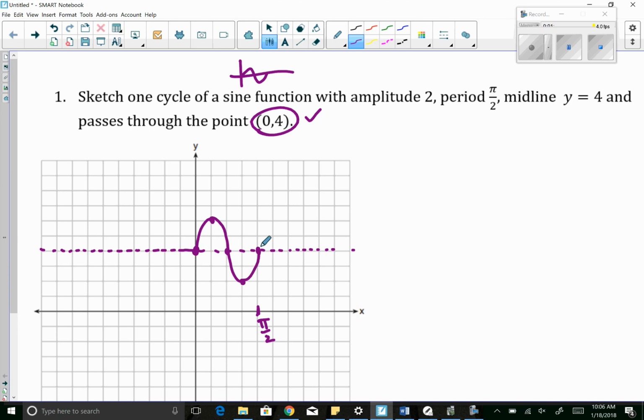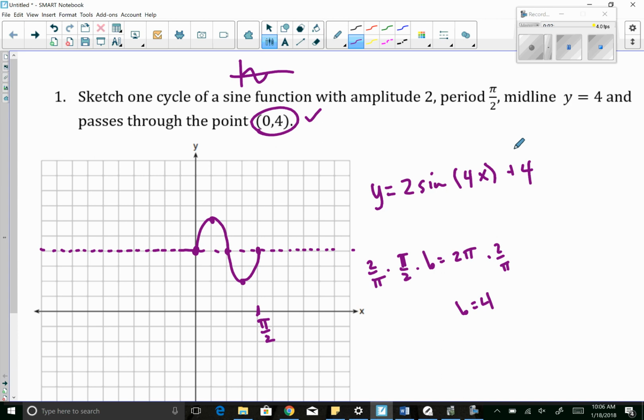So my graph would look something like this. The equation of this graph would be y equals 2 sine of something times x plus 4. To find that number that I have to put in there, that frequency, I have to remember that the period, pi over 2, times the frequency is equal to 2 pi. Multiply both sides by 2 over pi, and we get a frequency of 4. So that becomes 4x. I know I didn't really ask you to do that part yet, but I could on a quiz or test.